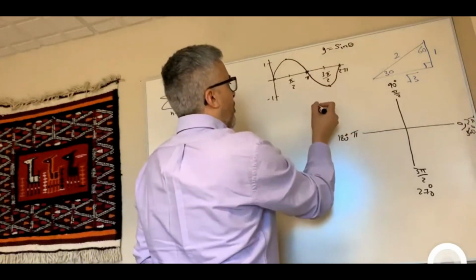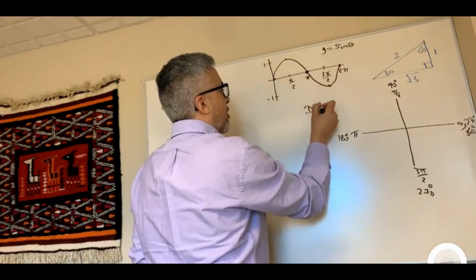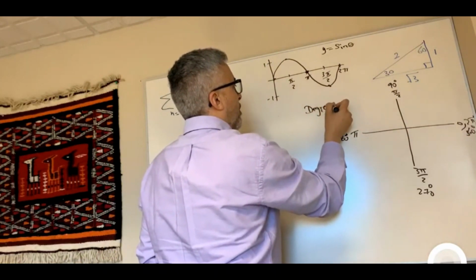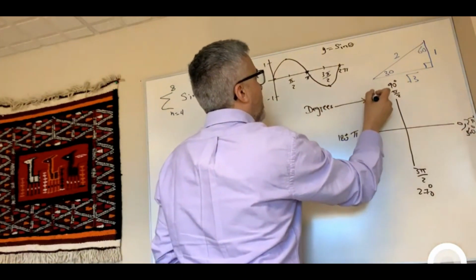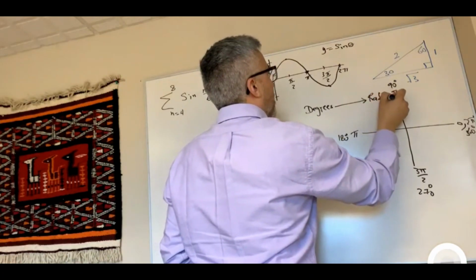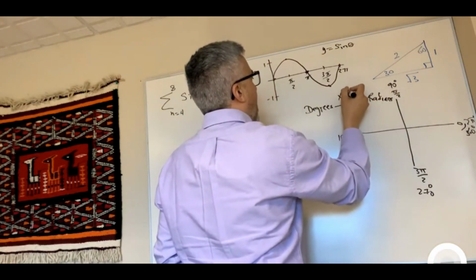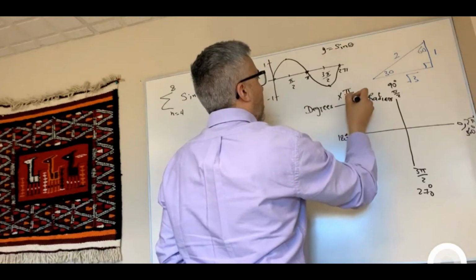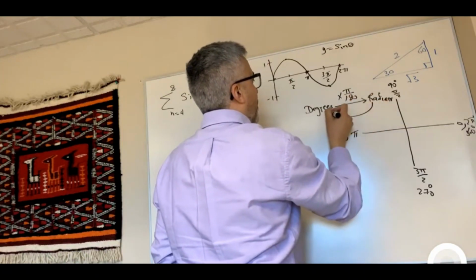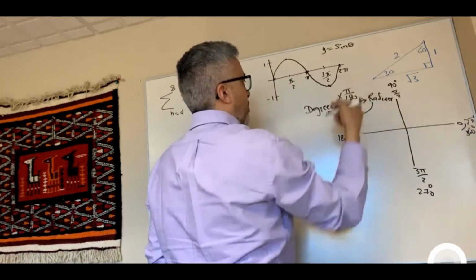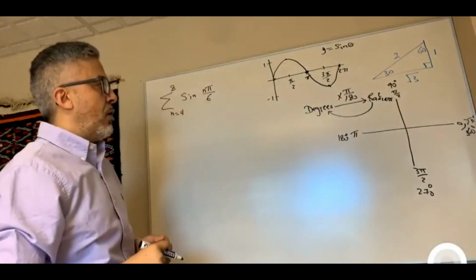And maybe know how to convert from degrees to radians, which is multiplied by pi over 180. And of course, if you want to go from radians to degrees, you multiply by the reciprocal of that. So you multiply by 180 over pi.